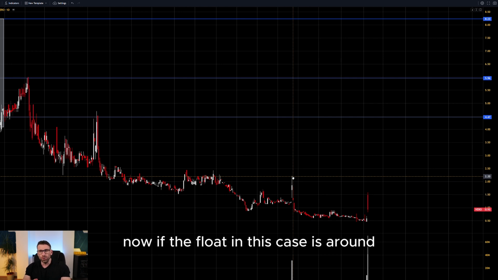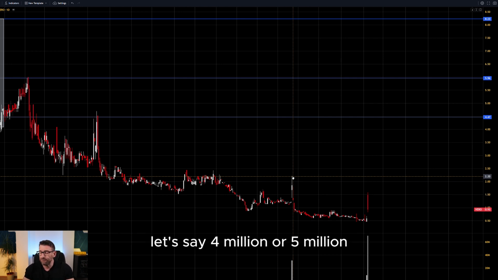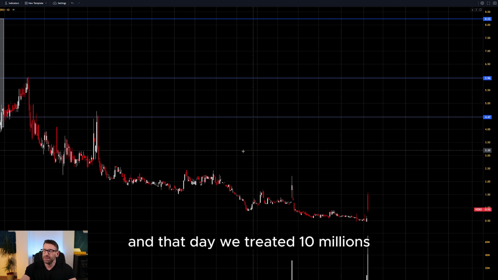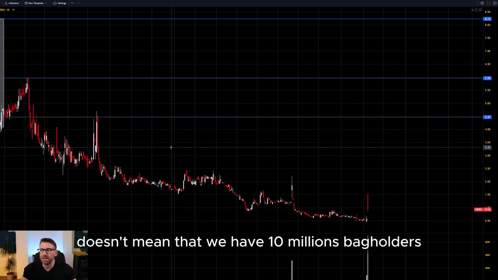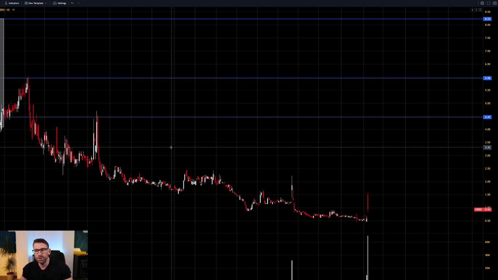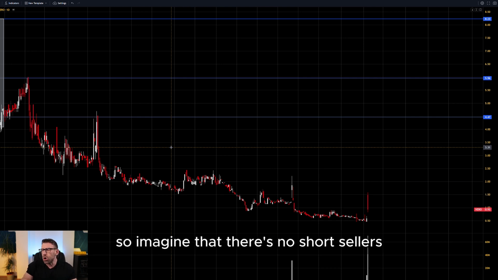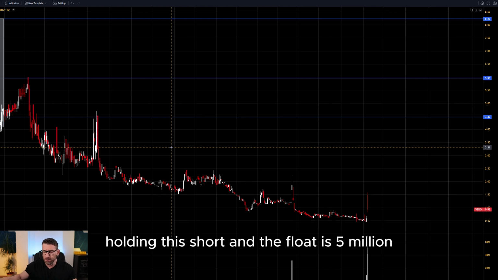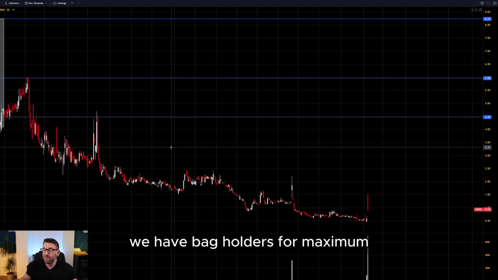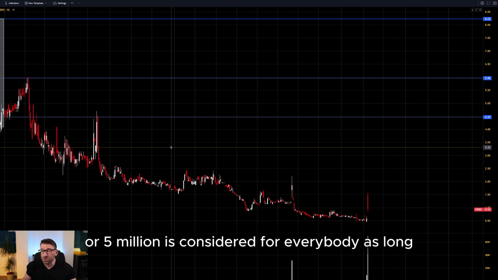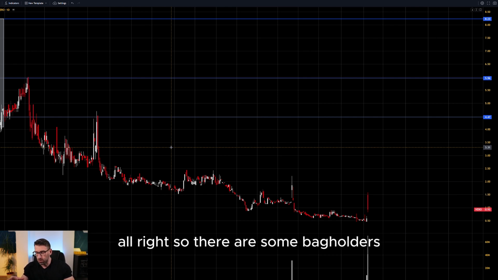Now, if the float in this case is around, let's say, 4 million or 5 million, and that day we traded 10 million, doesn't mean that we have 10 million bag holders. With a very low short float, so imagine there are no short sellers holding this short, and the float is 5 million. We have bag holders for a maximum of 4.5 or 5 million, considering if everybody is long, all right?